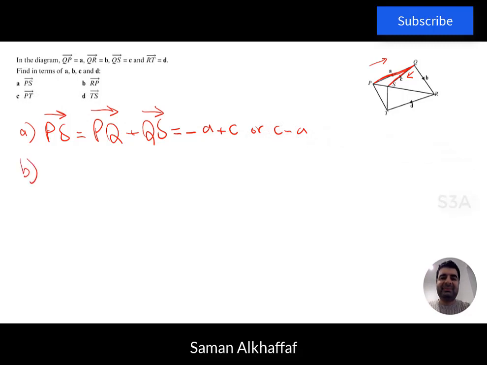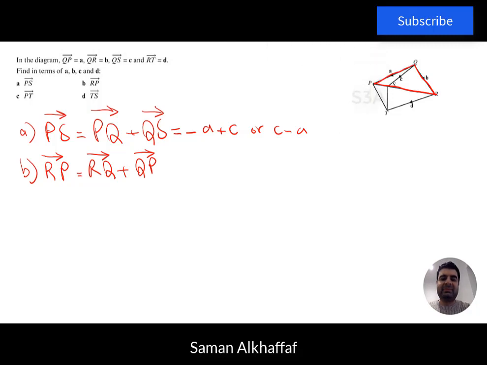For part B, we have the vector RP. So we will remove these, and then how can we find RP? RP will be going across in this direction, which will be a combination of the RQ vector, which is this one here, and also a combination of the QP vector.